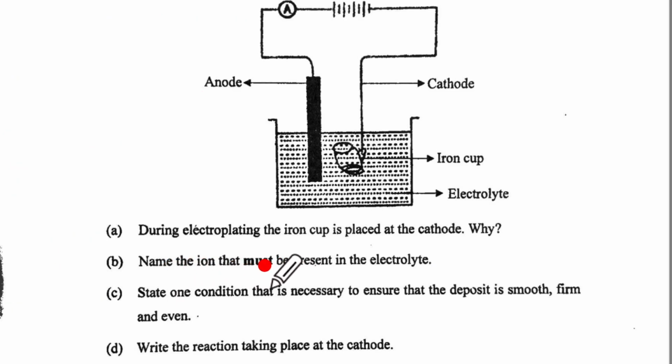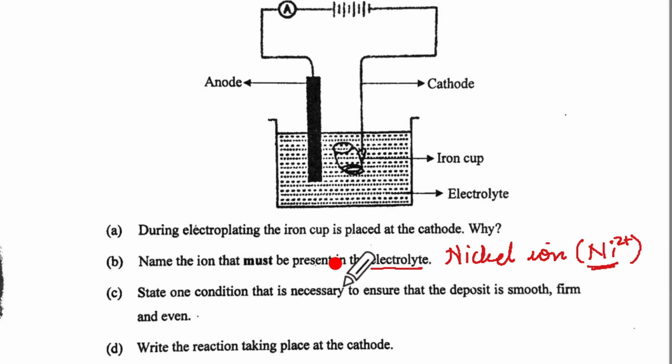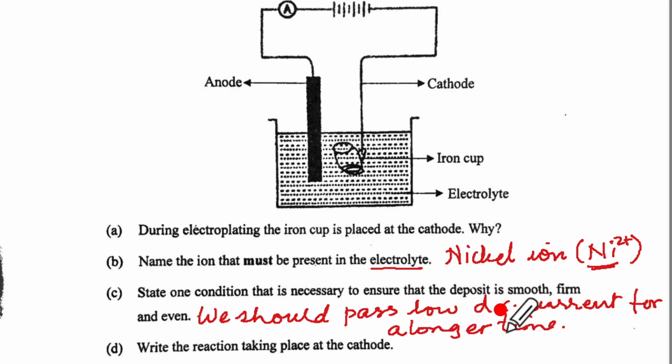Name the ion that must be present in the electrolyte. Now you will say, because we want nickel to be deposited, I must have nickel ion, that is Ni2+. That should be present in the electrolyte. State one condition that is necessary to ensure the deposit is smooth and firm and even. We should pass low DC current for a longer time. This will result in deposition that is smooth, firm and even.